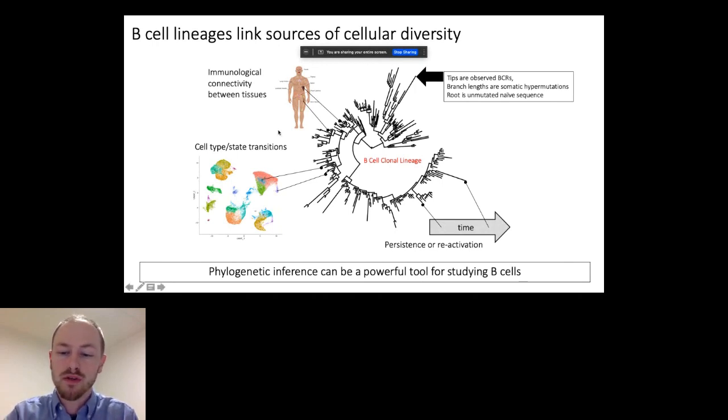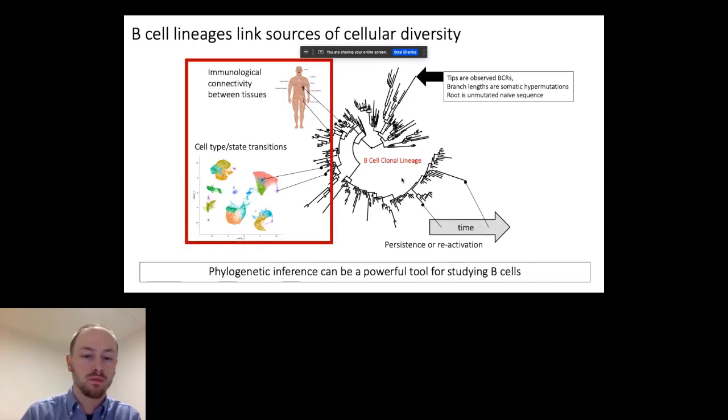One of the most useful things about B cell lineage trees is they provide a historical axis to understand different types of B cell diversity. If our B cell trees contain samples from different biopsies, they can be used to study migrations between tissues. If they have different cell types, they can be used to understand cell type transitions. And if they're sampled at multiple time points, they can be used to study B cell evolution over time and reactivation. For the first part of this talk, I'm going to be focusing on the first two, which is connectivity between tissues and cell type transitions.